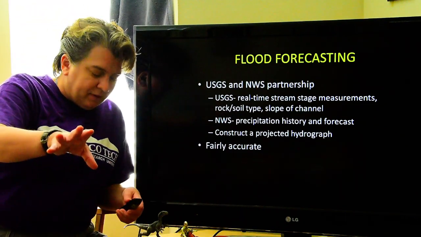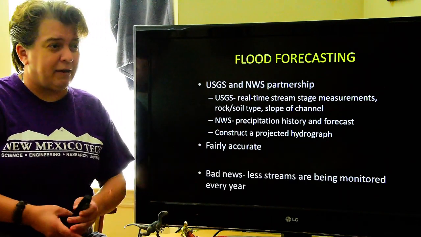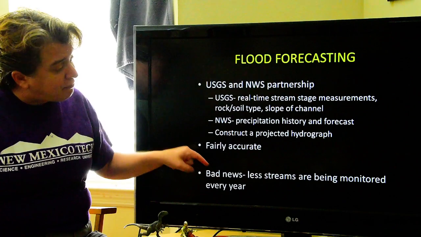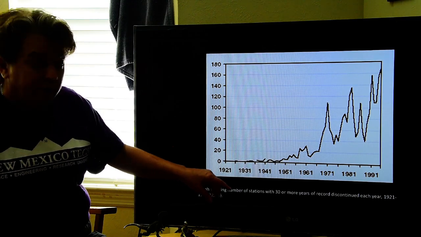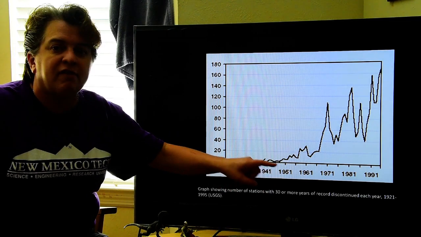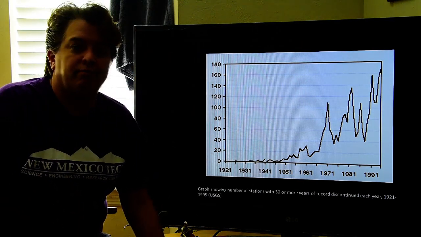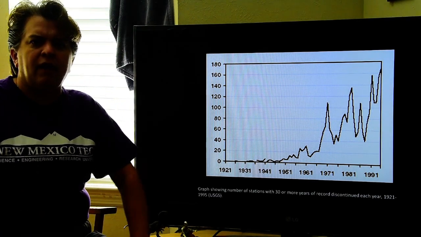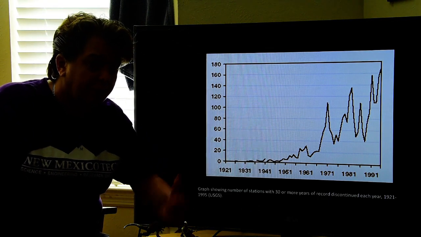Of course, though, come on, this is my death and destruction class. I can't be perfectly happy. We're good at this. I do have to point out there is some bad news. The bad news is fewer streams are being monitored every year. And this is a graph showing the number of stream flow stations with 30 or more years of record that are discontinued every year. They just don't update the gauges and don't monitor them anymore. You might be sitting there like, why would they do that? Well, that does cost money, right? This is not for free. This is what your taxes go to.